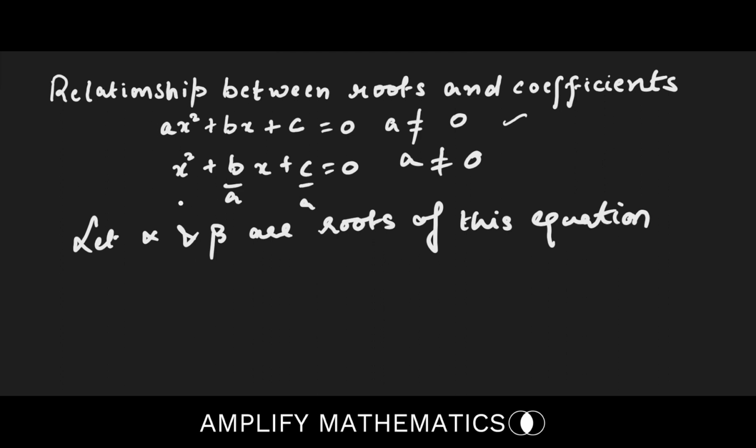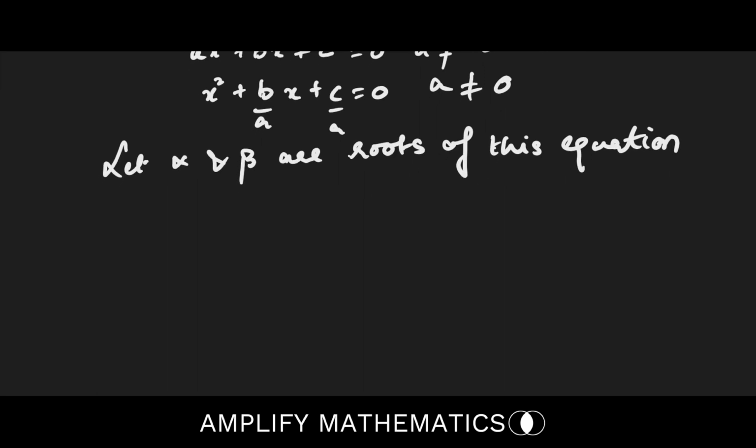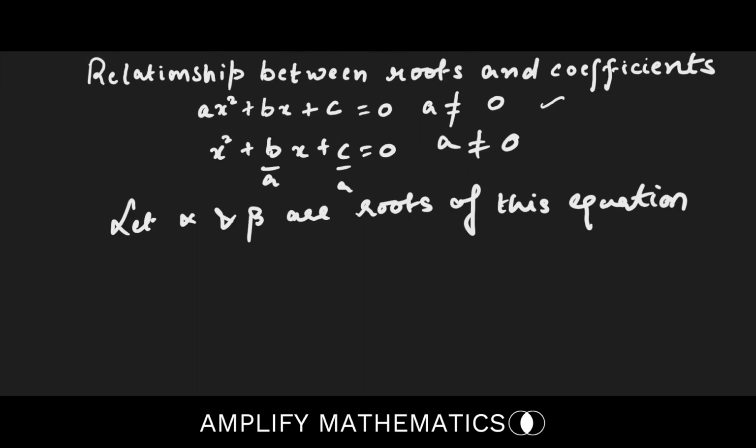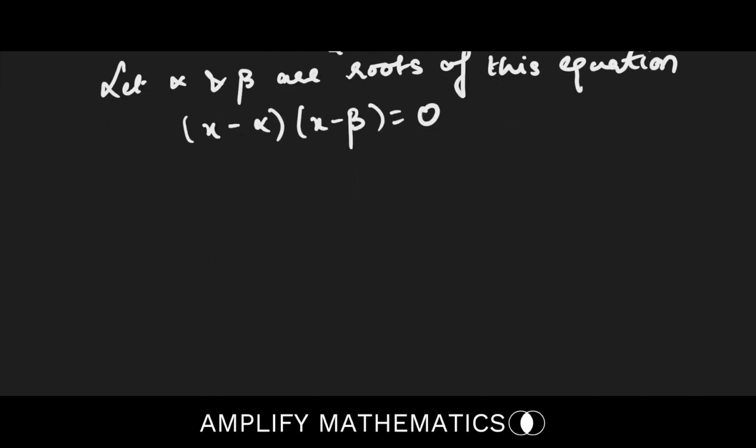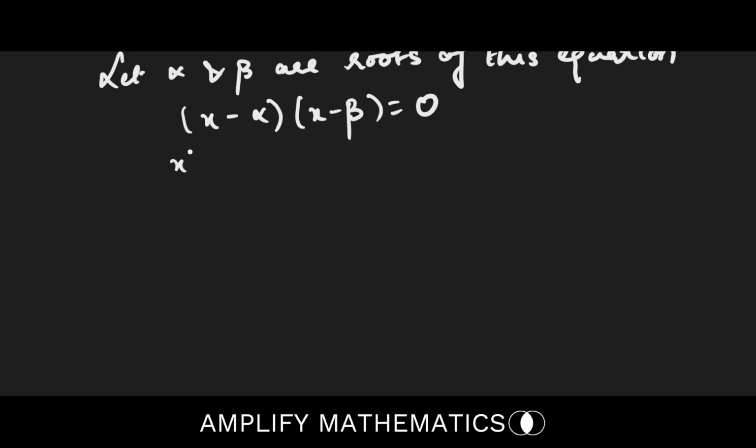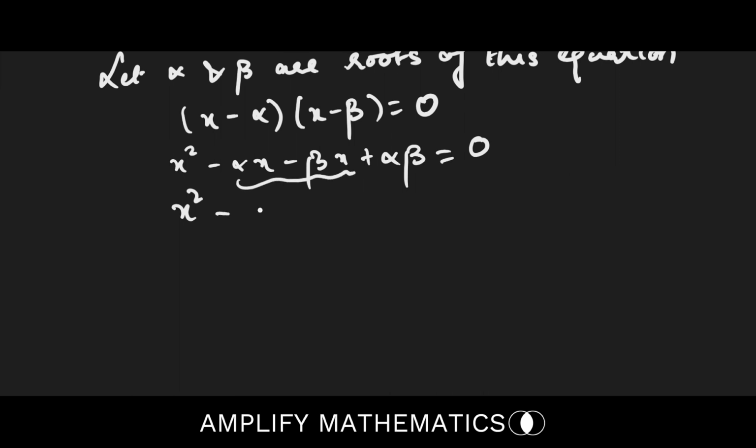The whole purpose of dividing the equation by a was to get the coefficient of x square as 1. And let us assume the roots of this equation are alpha and beta. If alpha and beta are roots of this equation, we can write this equation as x minus alpha into x minus beta is equals to 0. Okay, and multiplying these two, we get x square minus alpha x minus beta x plus alpha beta is equals to 0. And now taking x common, minus alpha plus beta into x plus alpha beta is equals to 0.